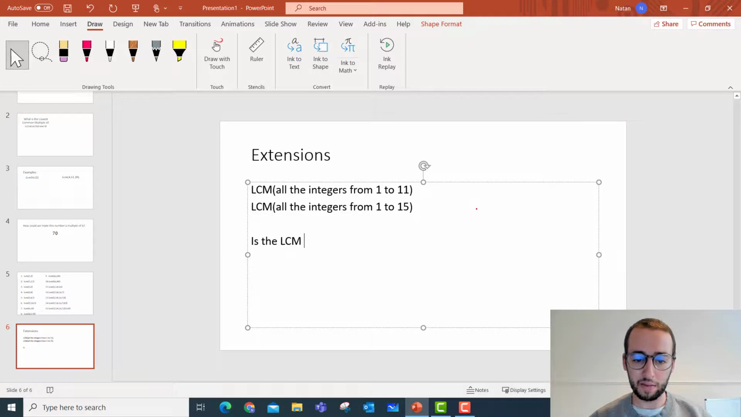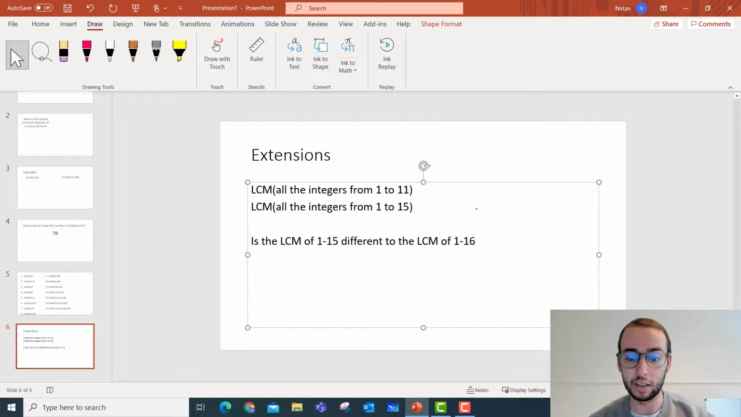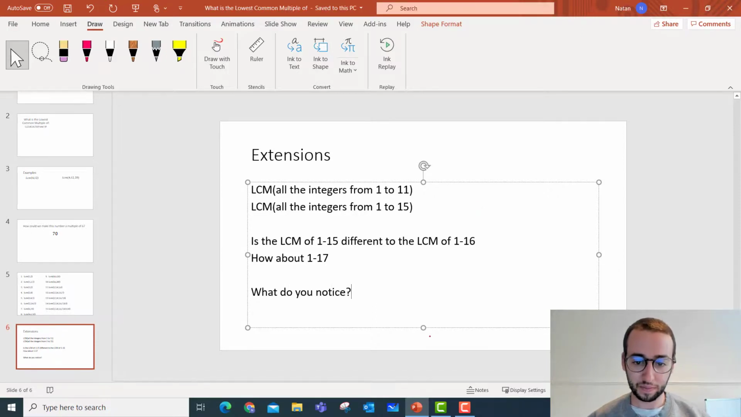is the LCM of 1 to 15 different to the LCM of 1 to 16? For example, does the lowest common multiple of 1 to 15 also contain a factor of 16? Because then how about 1 to 17? Because that'll be interesting, because then we get a prime. So you can say, what do you notice?